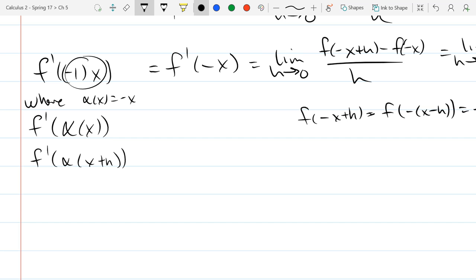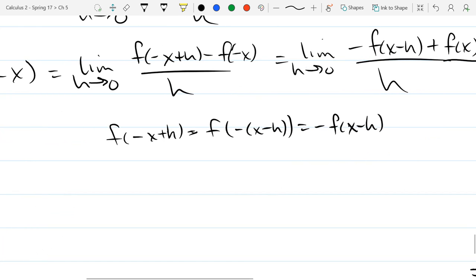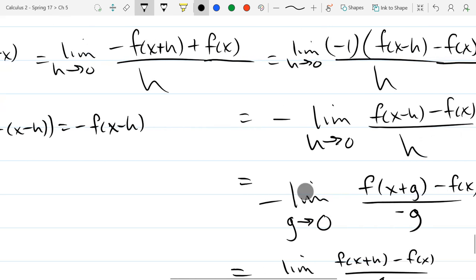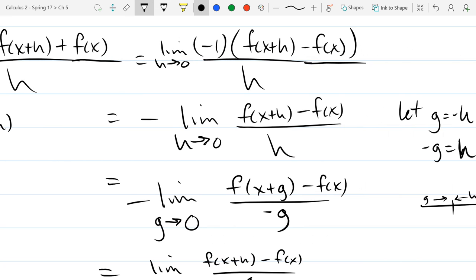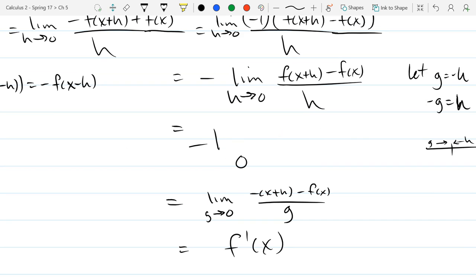All right, what is f prime of alpha of x plus h? All we have to do right here is x plus h, and alpha makes it negative, which is f of negative x minus h, right there. So I think the mistake was our first step should have been f of negative x minus h instead of negative x plus h. So we'll just carefully go through and flip the sign. It's minus h, so that'll be a plus. And now we don't have to do all this extra work down here. I think we're pretty much done on that step.